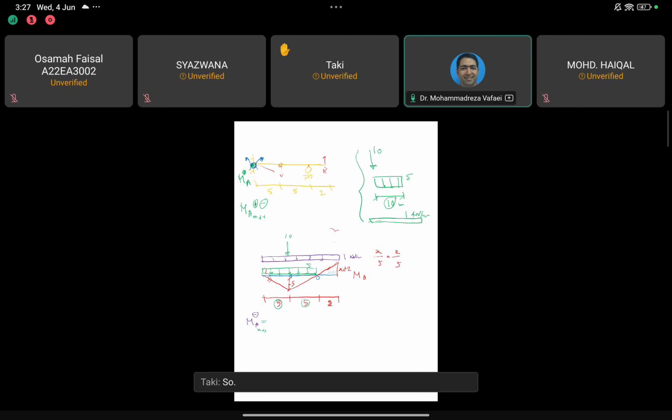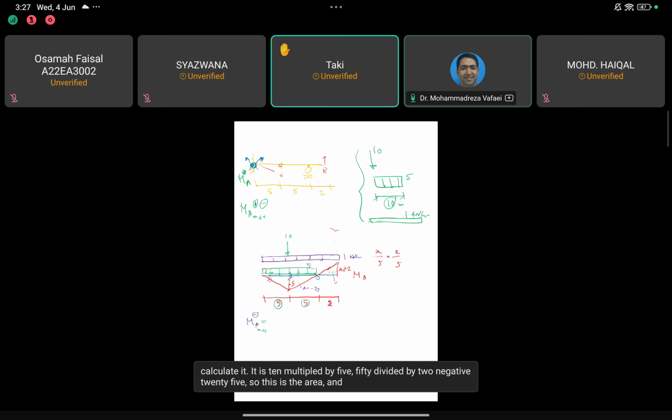So we need to calculate the areas. The area for this one, you can easily calculate it. It is 10 multiplied by 5, 50 divided by 2, negative 25. So this is the area. And we have another area here, which is 2 multiplied by 2, 4 divided by 2 equals to 2. So this is A2, and this one is A1. So this area, don't forget, it is negative, and the other area is positive.